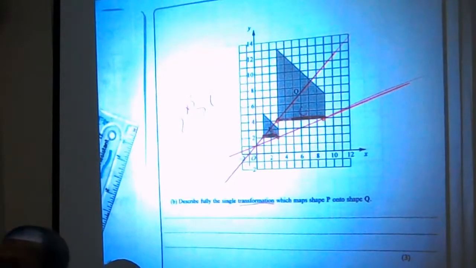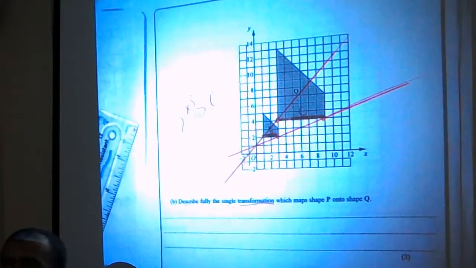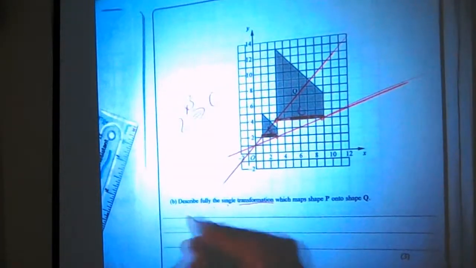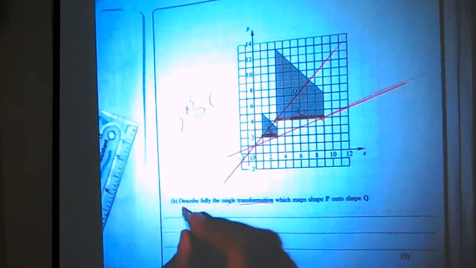Can you answer the word transformation with the word transformation? No. Transformation is like saying something general. It's like me asking you, what car do you have? You say, we have a car. You've answered with the same question, you haven't told me the model. So they're asking you for transformation, you have to answer with enlargement, which is like the actual model, like a Mercedes E-Class, for example. Exactly. So we say here that it's an enlargement.